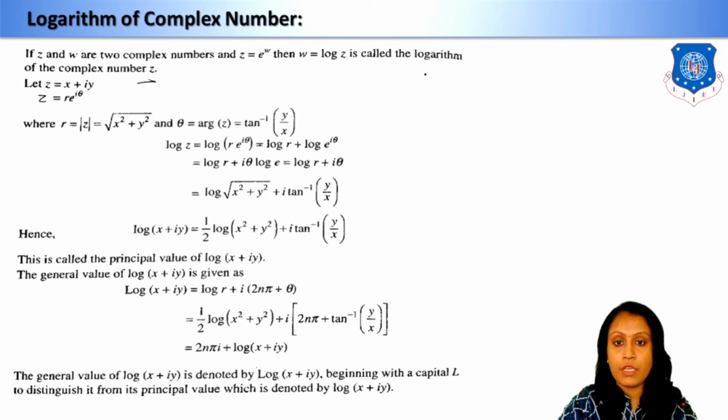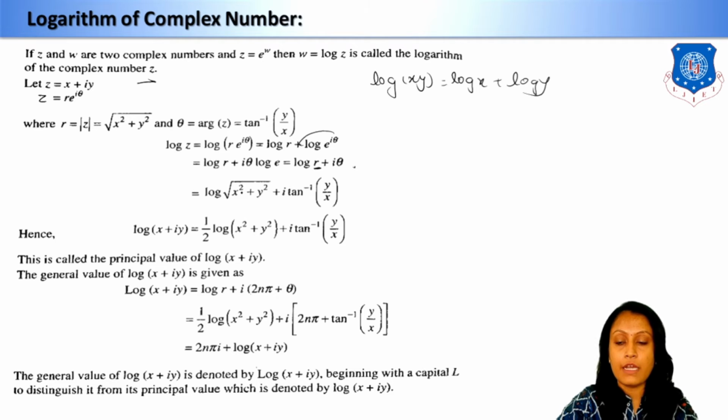Now we know this formula that log xy is equal to log x plus log y. We will use this result, so we'll get log r plus log e raised to i theta. We can bring this i theta over here, so this is log r plus i theta log e. Here base is e, so this term is 1. Therefore, we have log r plus i theta.